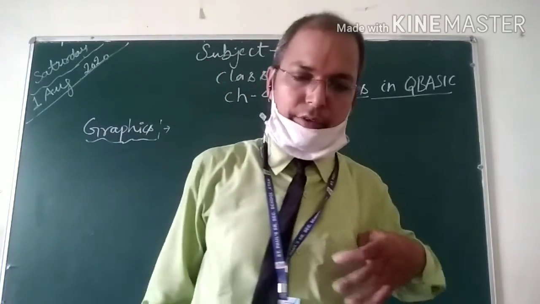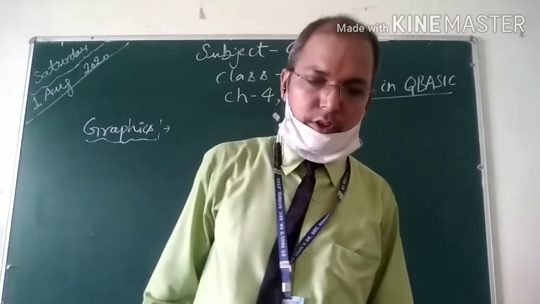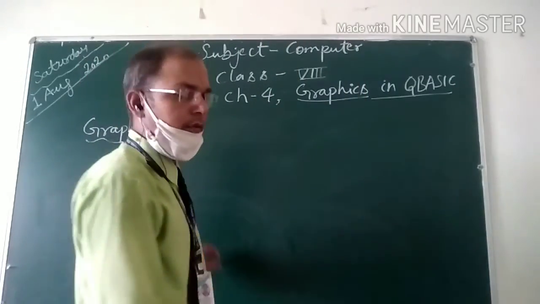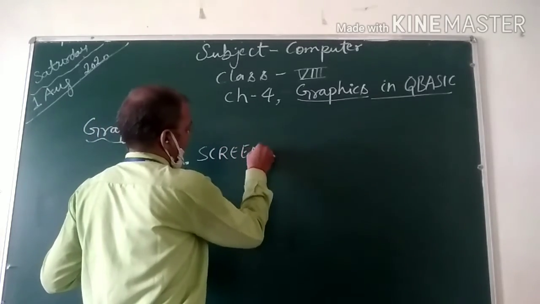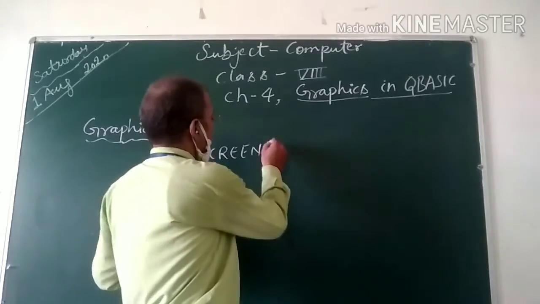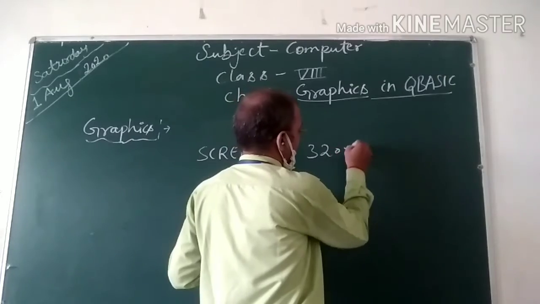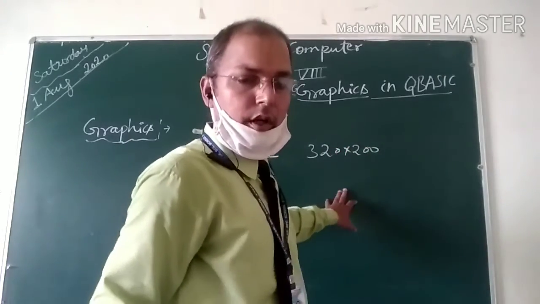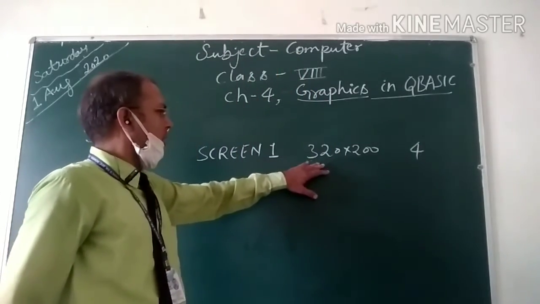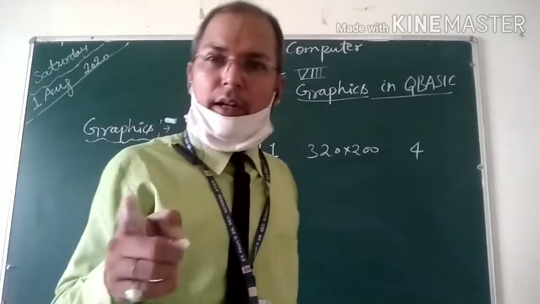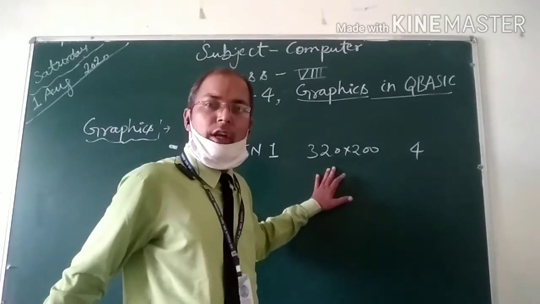To learn more about QVC graphics, you must know the screen modes. The following are the resolution modes. Screen 1: resolution 320 by 200, number of colors supported 4. You can see resolution on your mobile by going to the camera settings, where you will find high resolution and low resolution.